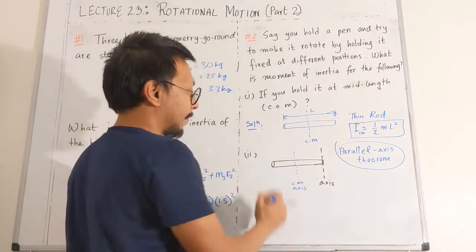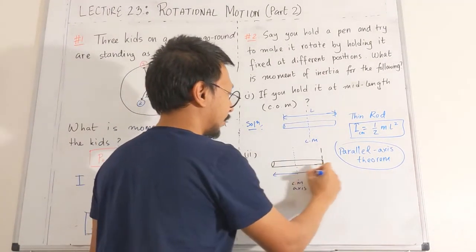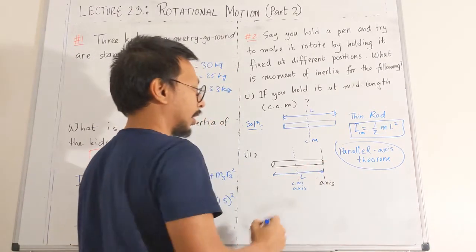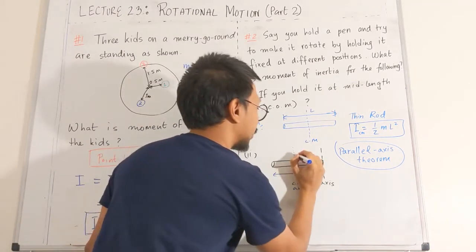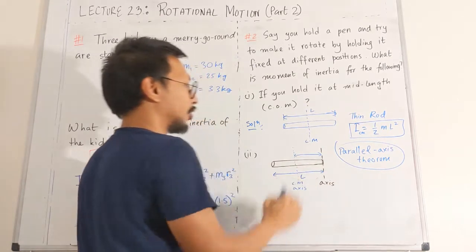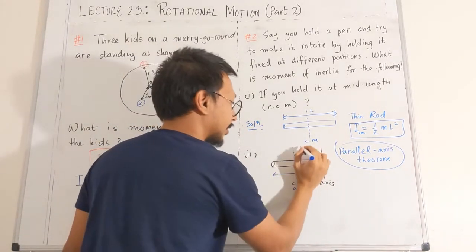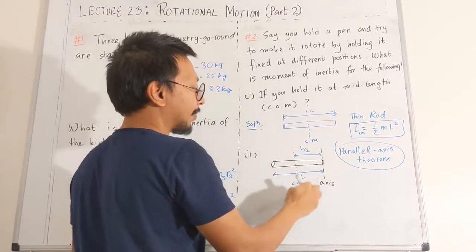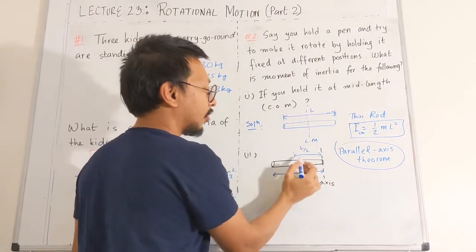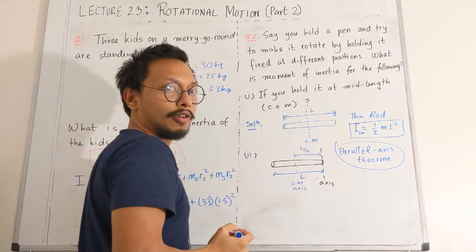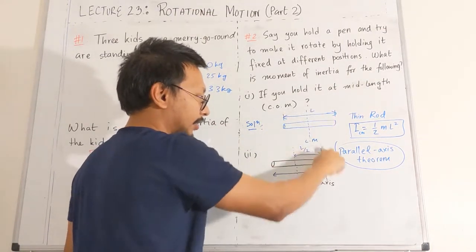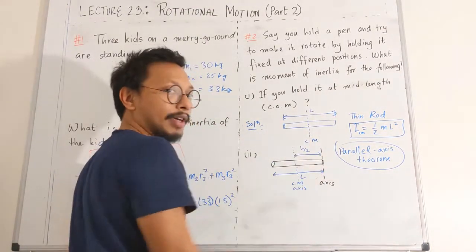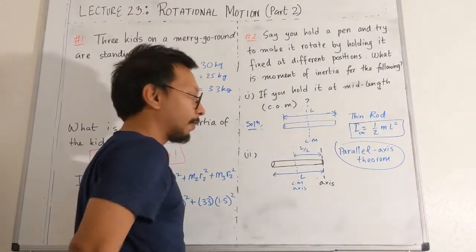How do we use that? The length of the pen is still L. The distance from the center to one end of this rod should be L over 2, half the length, and it so happens that L over 2 is the distance between the two axes you have chosen, the center of mass axis and the axis which you are holding fixed while trying to rotate it, right?